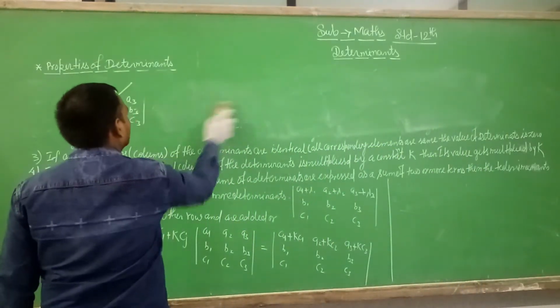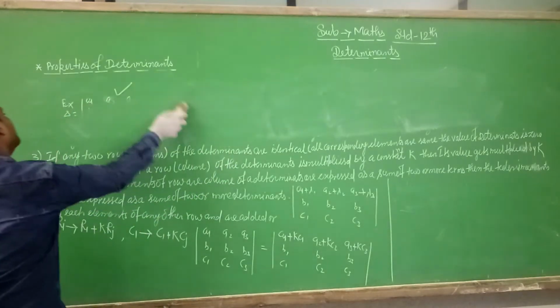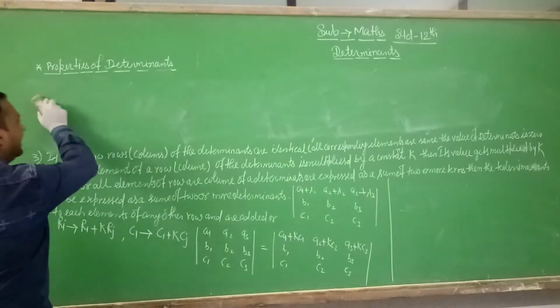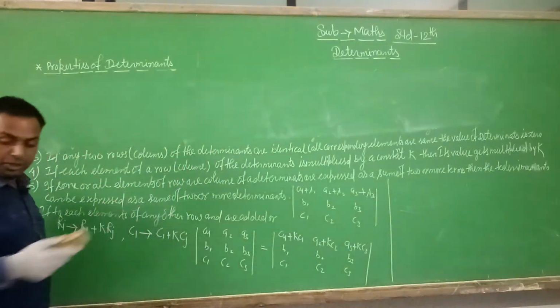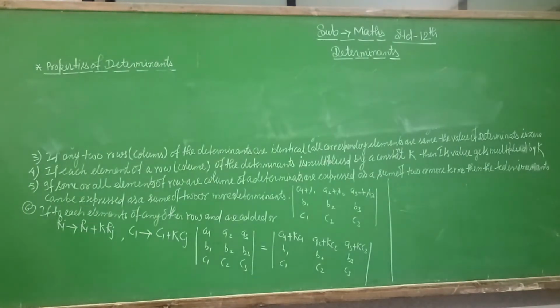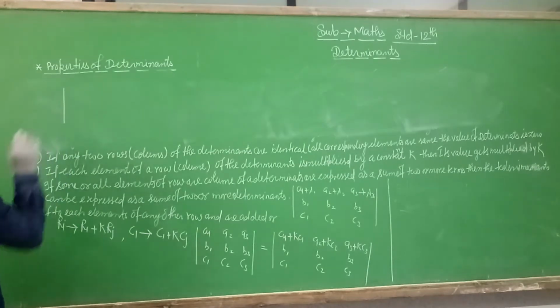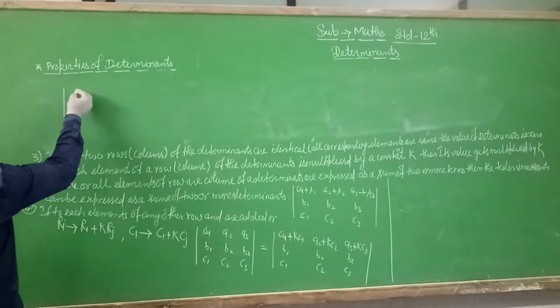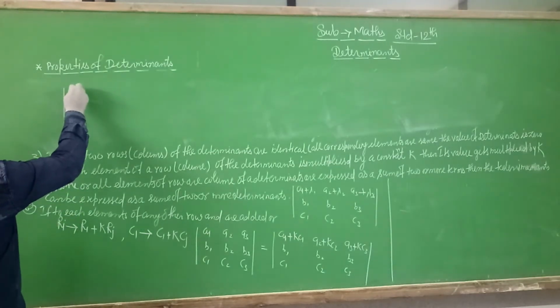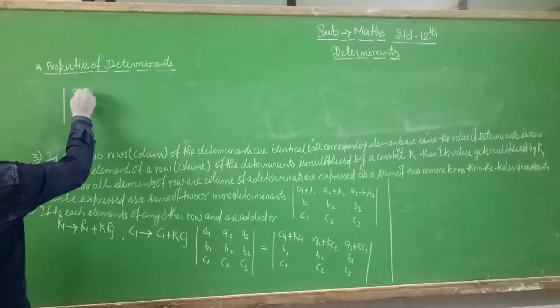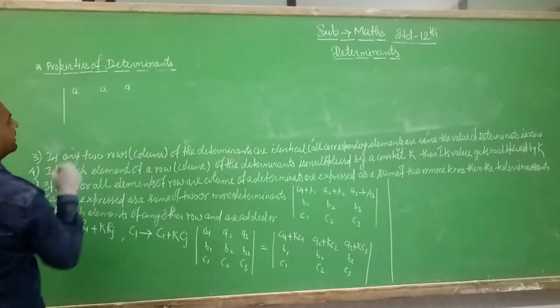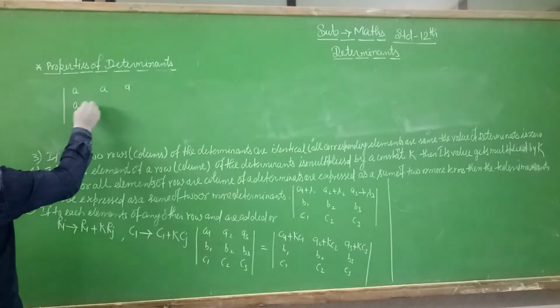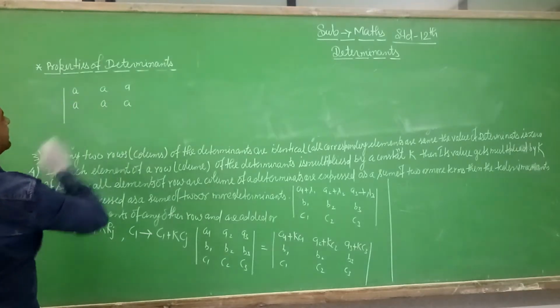Suppose that in this third property you have a determinant in which two rows or columns have all elements the same as each other, then the value of that determinant is equal to 0. You see, suppose I have the first row with elements A and A, and the second row is also A and A.